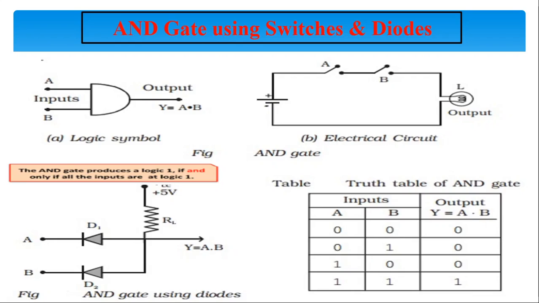Thus, in case of AND gate, the output will be high only when the inputs A and B are high. In terms of binary, when A equal to 1 and B equal to 1, then the output Y is equal to 1 as shown in the truth table.